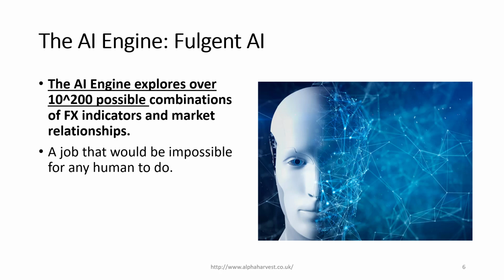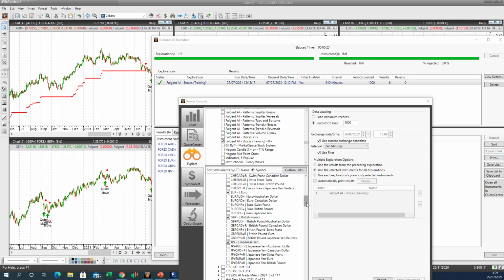So we're going to jump straight into the Metastock platform, look for currency trades using the AI, and then in the second part I will explain how we came to develop these currency trades on the 4-hour basis. So I've got the Metastock platform open. I've selected the Fulgent AI training module.